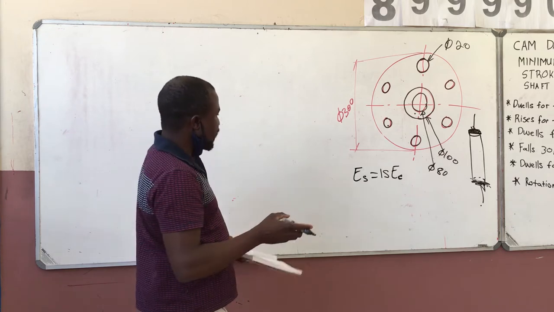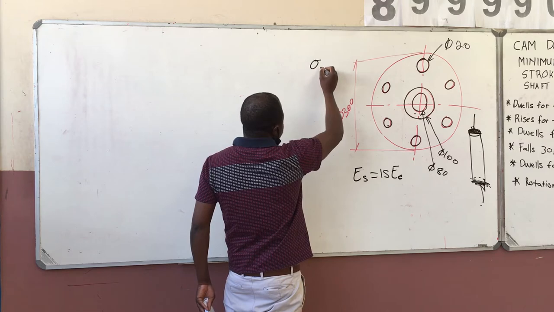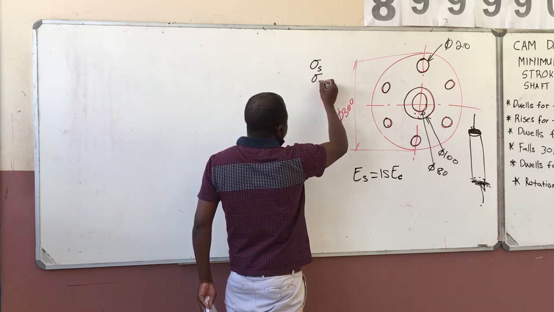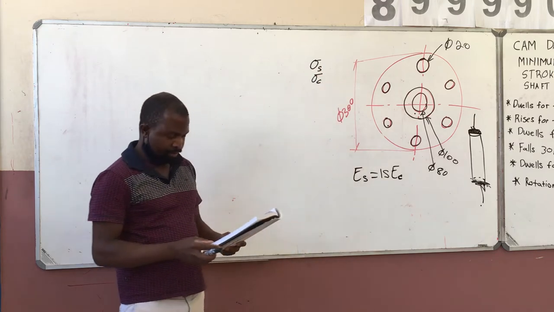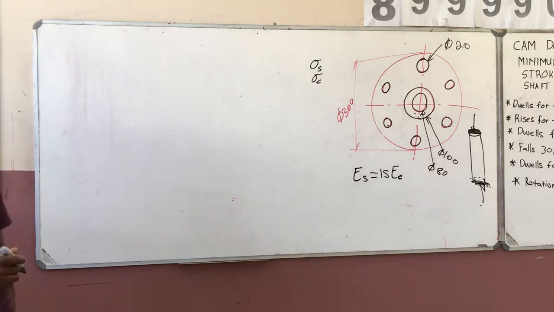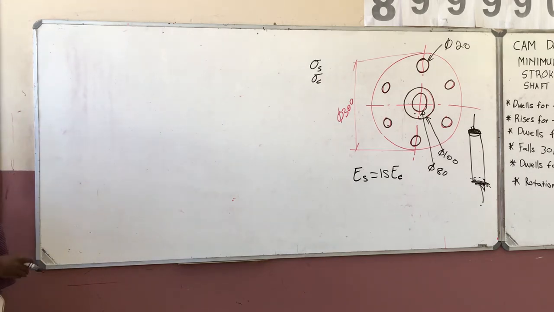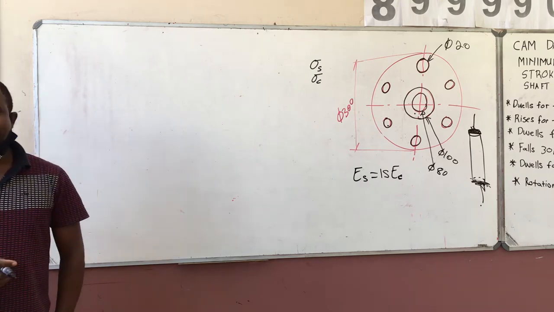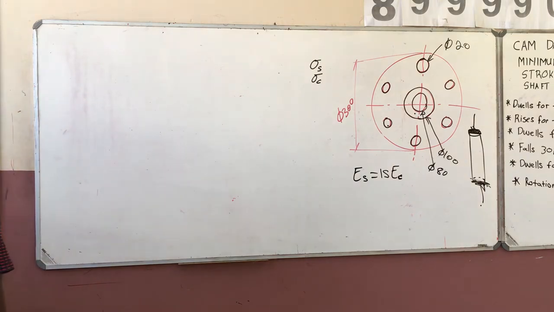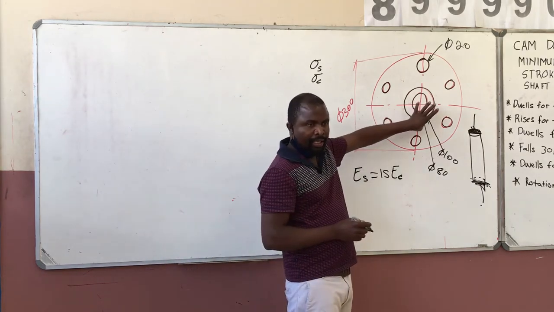What they want us to calculate is the stress of the steel and the stress of the concrete. We are given the cross-sectional area. The first thing to understand is the connection. What type of connection is that one? It's parallel, because the one is inside the other one.